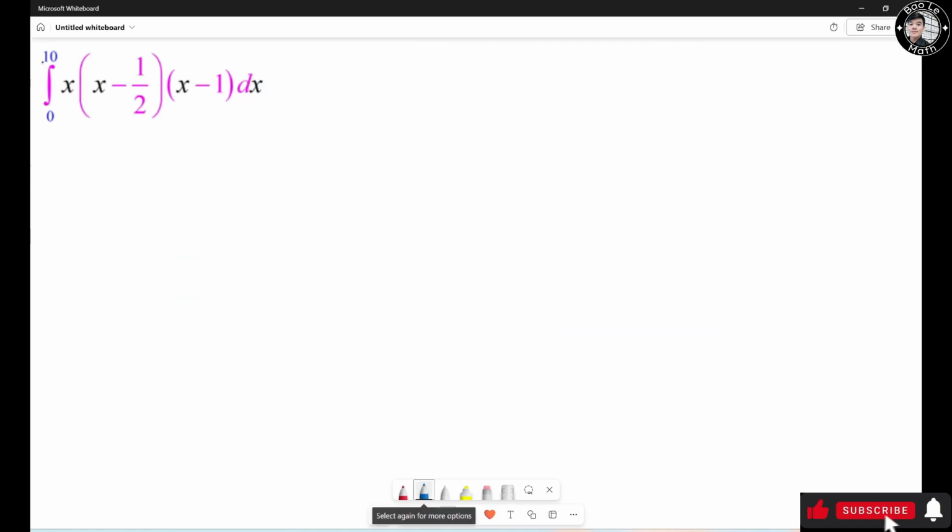Integral from 0 to 10 of s times s minus 1 half times s minus 1 ds. Alright, so this is actually a polynomial with degree 3. So you just distribute this one. Right, now let f of s equal that 1. So I distribute it. It could be s squared minus 1 half s, right? And then multiply by s minus 1. Now I'm going to distribute this one more time, right?